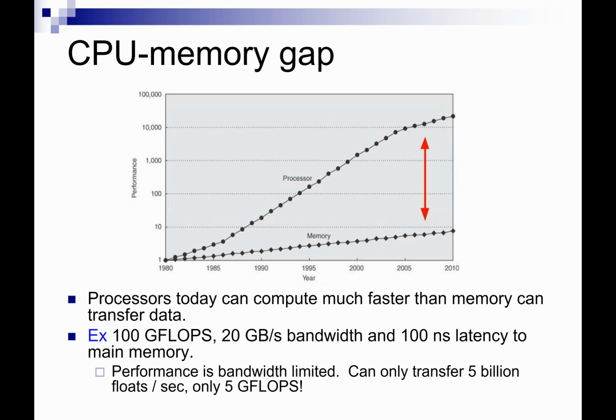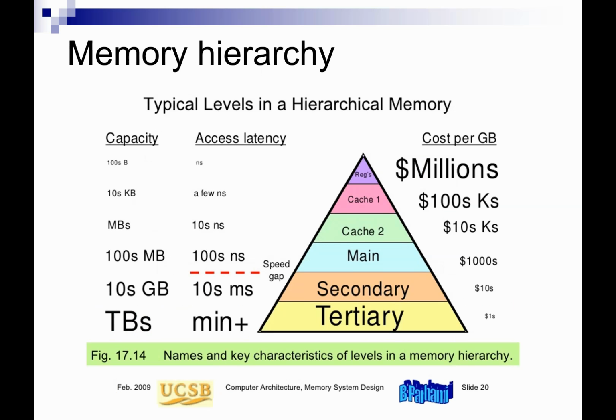Okay, so now what do we do about this? We've built this very powerful processor, and yet we're only getting 1/20th of the maximum performance. Well, the way to solve this problem is through this thing called the memory hierarchy. In a computer, we have different types of memory.